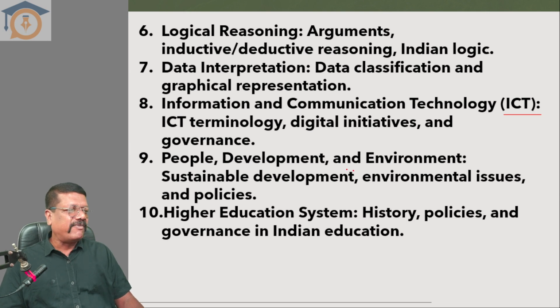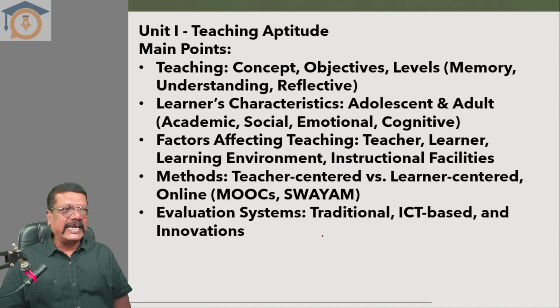Then people development and environment is Unit 9. There we would discuss sustainable development, environment issues, and policies. And Unit 10 is the higher education system, where we would look at the history, the policies, and governance in Indian education. Now let's analyze each unit in detail.